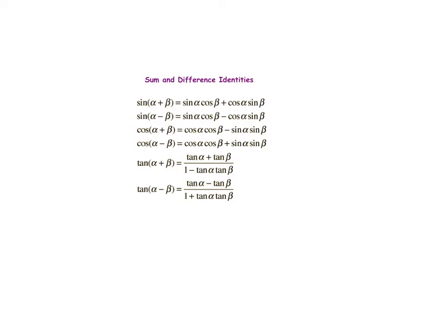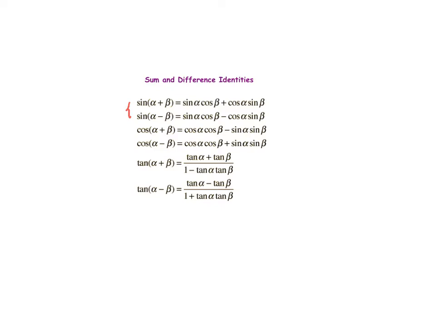Here are the formulas for this session, Sum and Difference Identity. We see three sets here. The first set has sine. For the sine function, I know they are alpha and beta, but you can think A, B, it doesn't matter. It's just a variable representing two angles. Sine A plus B is sine A times cosine B plus cosine A times sine B.